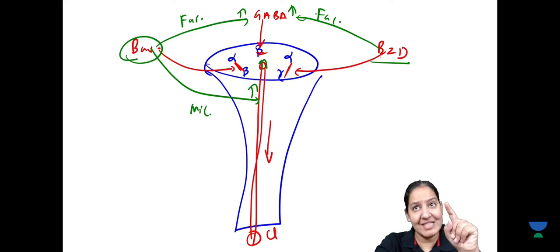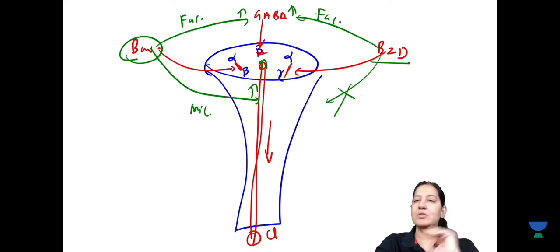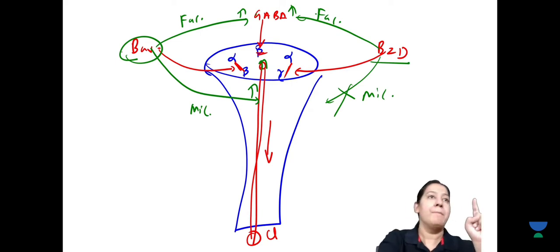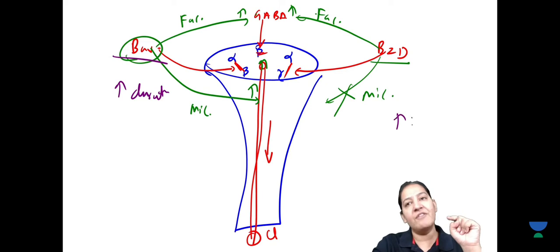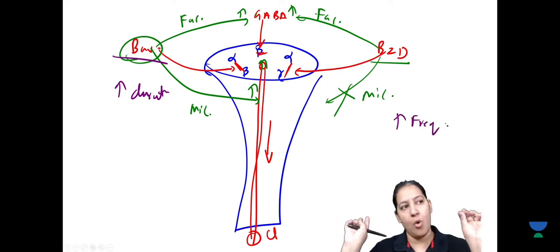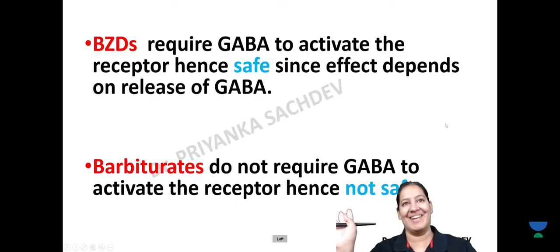It itself will not open the chloride channel, so it does not have GABA mimicry action. I hope you got it. The next difference is that barbiturate increases the duration of opening of the chloride channel, while benzodiazepine increases the frequency of opening of the chloride channel. This is the best version from my side to all the students. Have you got it? Okay, I guess you got it.